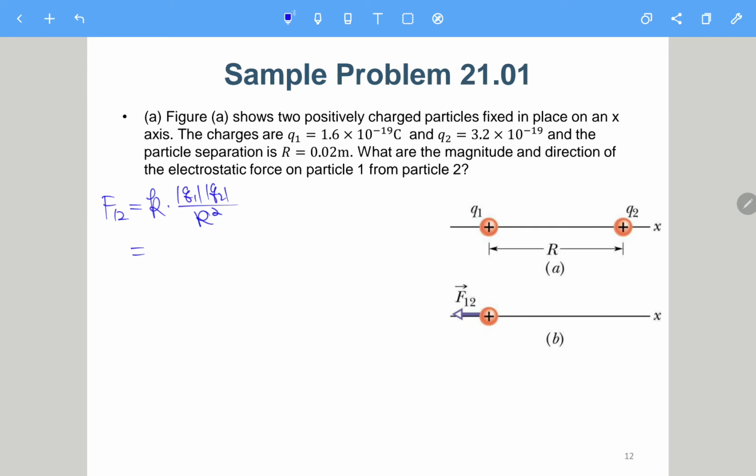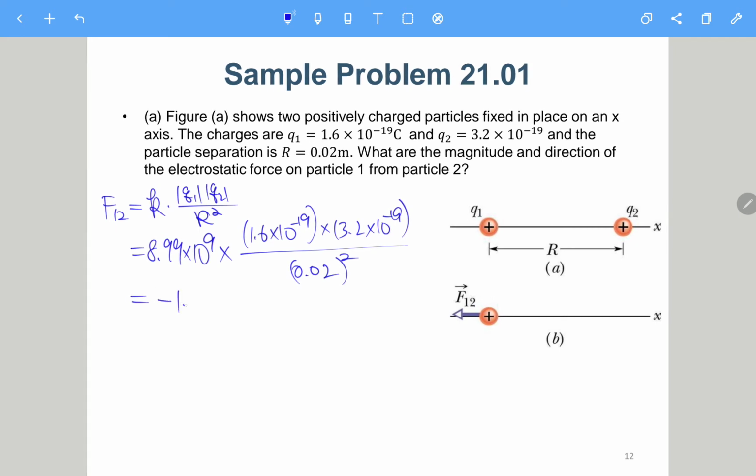So we just plug in the numbers. K is 8.99 times 10 to the 9th power, and then Q1 is this one, 1.6 times 10 to minus 19. Sometimes later we will know this is the elementary charge, 1.6 times 10 to minus 19 Coulomb. And then Q2 is this one, 3.2 times 10 to minus 19, and then all over 0.02 squared. Okay, so this is easy. We have 1.15 times 10 to minus 24 Newton.